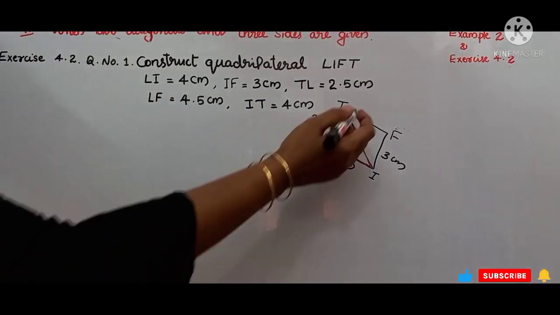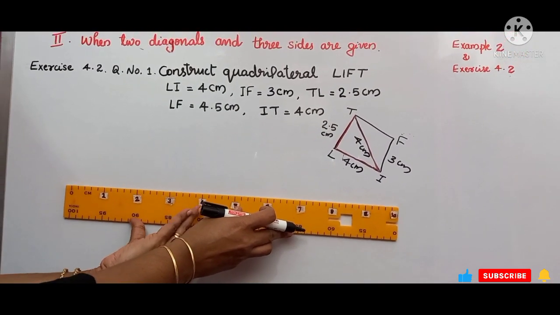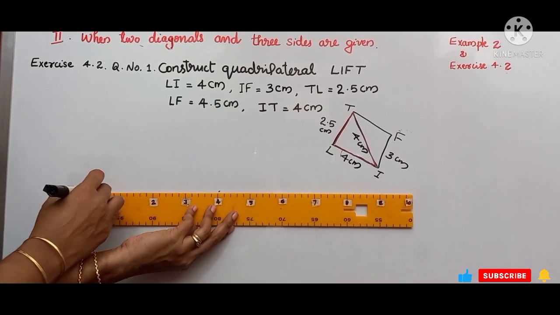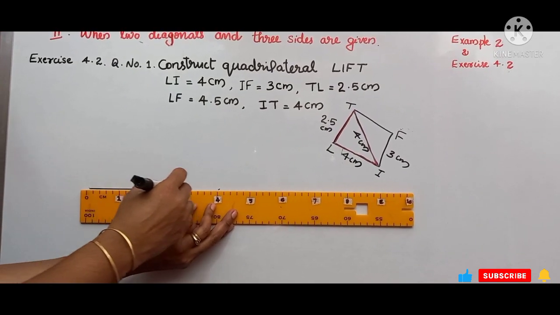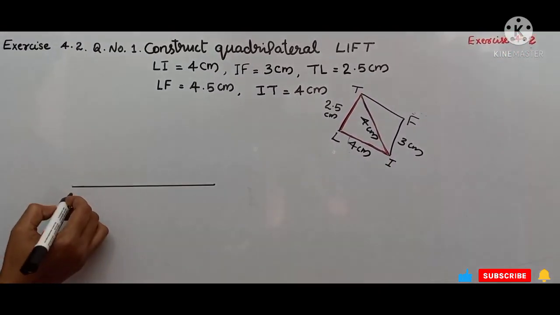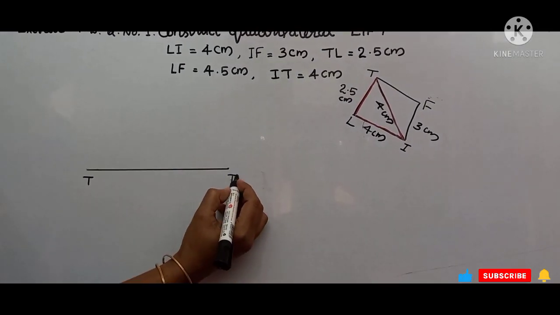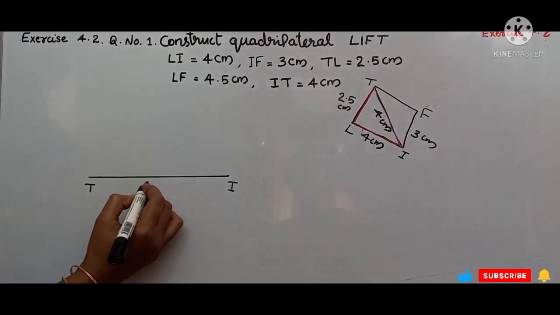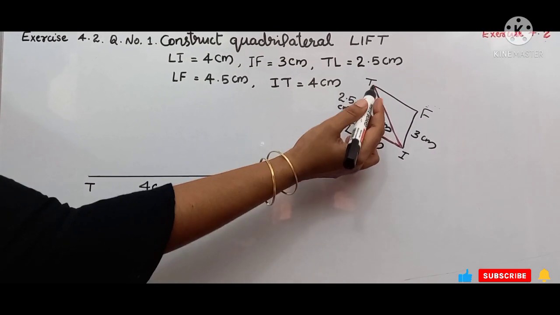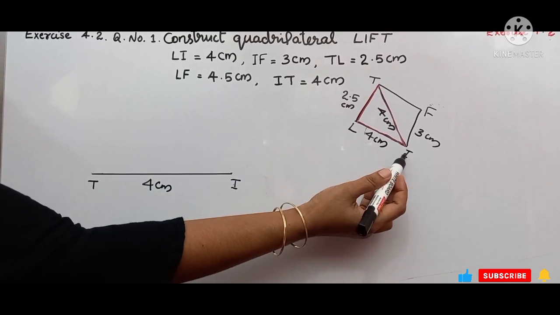First we are drawing that TI 4 centimeter. See here, this is 4 centimeter. From here to here we are joining a line 4 centimeter, and TL it is the diagonal TI only, TI diagonal TI 4 centimeter. Then L is the point 2.5 centimeter away from T and 4 centimeter away from I.